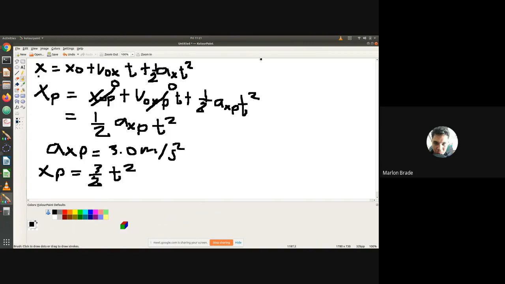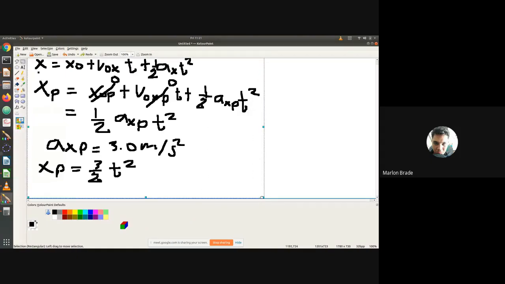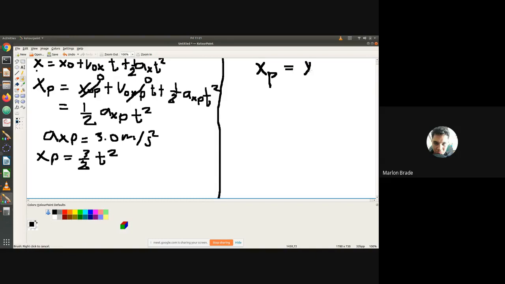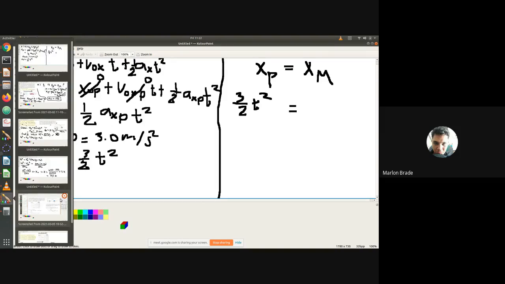So the question is, when does the police officer catch up with the motorist? The police officer catches the motorist if my position x p is equal to my position x m. So what is x p? x p is 3 over 2 t squared. And x m is equal to 15t.